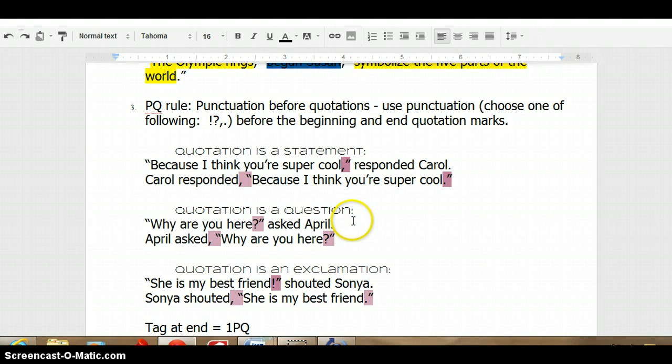Here the quotation is a question. "Why are you here?" asked April. You're going to have a question mark and quotation marks before you have your tag. But if you flip the sentence around where the tag is at the beginning, you're going to need to set off the quotation sentence with a comma, quotation marks, and then end with a question mark and quotation marks.